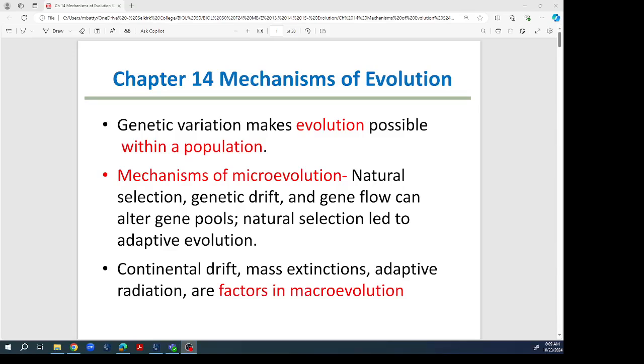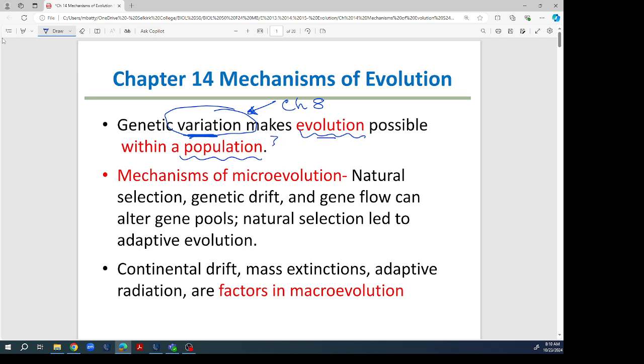So in chapter 13, we were introduced to Darwin and the concept of evolution. And in chapter 14, we're going to pick up where we left off and talk about evolution in a population, and then that whole idea of variation. The variation we were introduced to back in chapter 8 in the process of meiosis, and then in fertilization and sexual reproduction. All this variation is the raw material to make evolution possible.